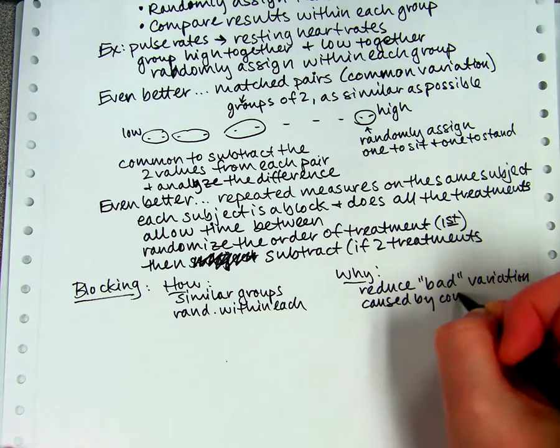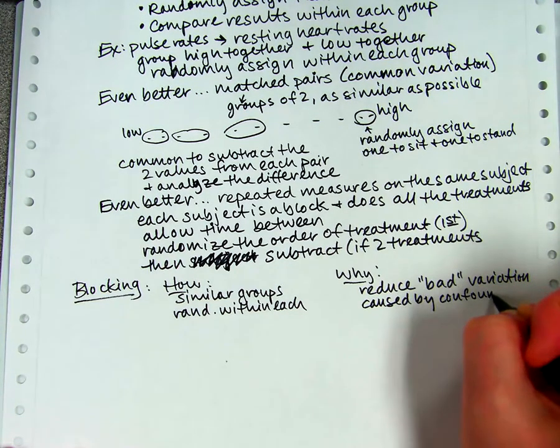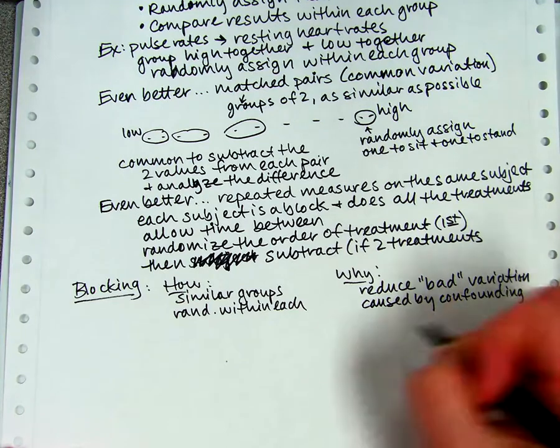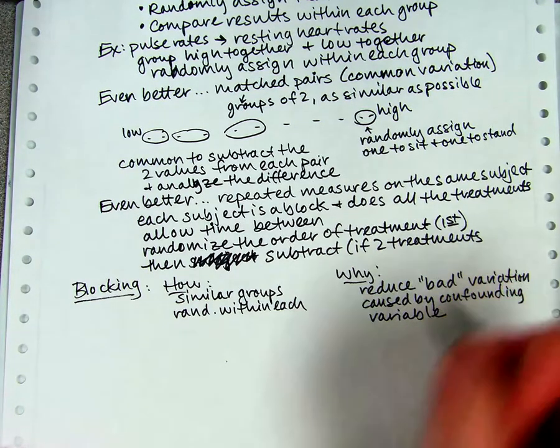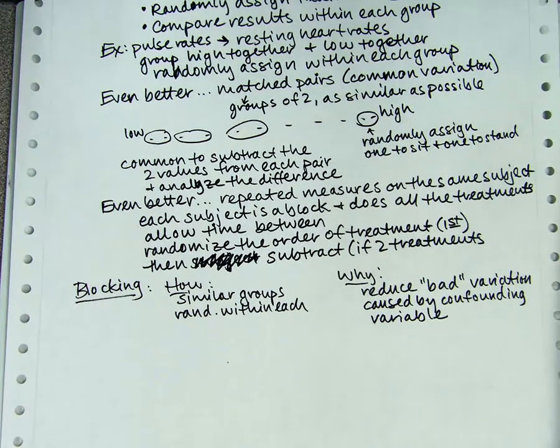So in other words, if you know that a certain thing is going to make a difference, if you think about the confounding variable in advance, you should use it to block your subjects. And that will make your results more accurate and easier to read.